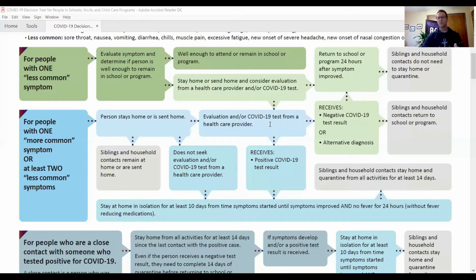So let's say the healthcare provider does not have an alternative diagnosis, and they say we need Johnny to take a COVID-19 test. Johnny does that, and receives a positive COVID-19 test. Johnny would need to stay at home in isolation for at least 10 days from the time the symptoms started, and until the symptoms have improved and there's no fever for 24 hours. So a 10-day quarantine, 10-day isolation period. Also during that time, the siblings and the household contacts would need to stay home and quarantine from all activities for at least 14 days.